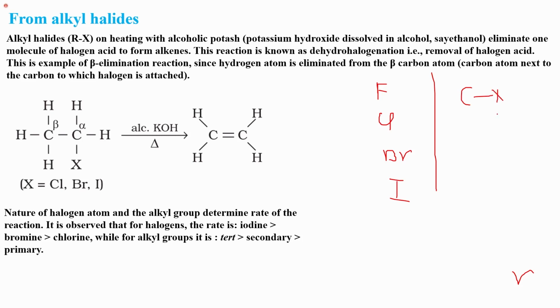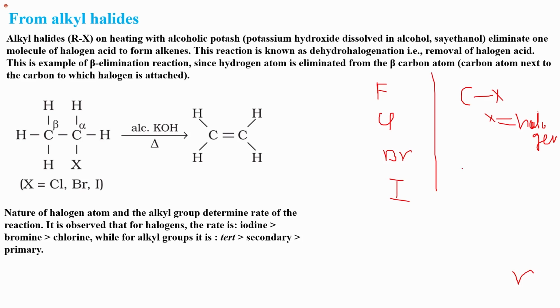So anywhere if you see this C-X, X equals what? Halogen. Halogen may be chlorine, bromine, iodine. So they are saying that from alkyl halide also we can get the alkene moiety. How? Alkyl halide on heating with alcoholic potassium hydroxide, potassium hydroxide dissolved in alcohol, say ethanol, eliminates one molecule of halogen acid to form the alkene.